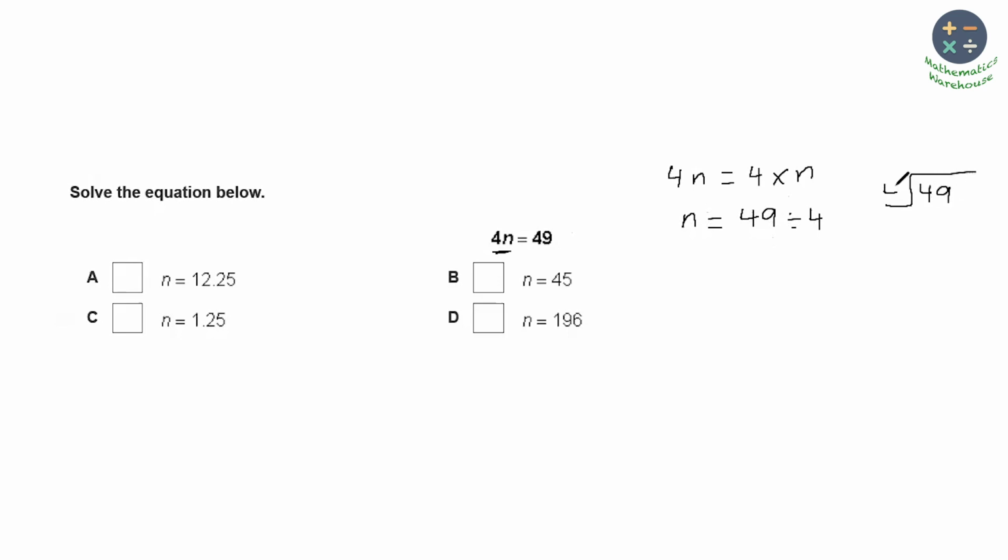49 divided by 4. 4 divided by 4 equals 1. 1 times 4 equals 4. Subtract, 0. Bring down the next digit, 9. Now 9 divided by 4 equals 2. 2 times 4 equals 8. Subtract, equals 1. Still we have a remainder, so put a point and 0. The point goes up and the 0 goes down. Now 10 divided by 4 equals 2. 2 times 4 equals 8. Subtract, equals 2. Put 0 again and bring it down. Now 20 divided by 4 equals 5. So the answer is n equals 12.25.